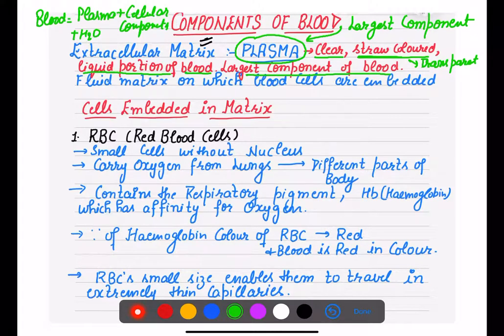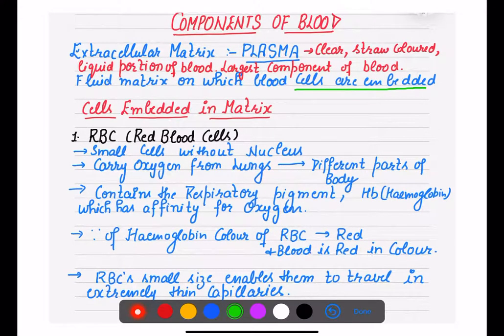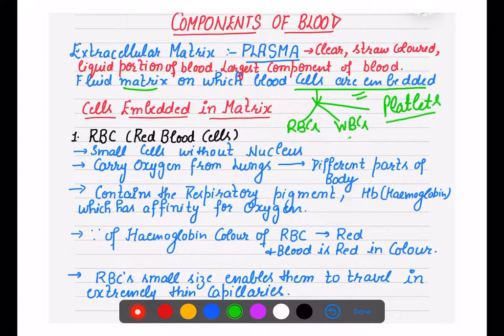So what is plasma? It is a liquid portion in which cells are present. If you have to define plasma, it is a fluid matrix in which blood cells are embedded, present, and formed. Now what are the various cells present in this fluid matrix, plasma? They are RBCs, WBCs, and platelets. They are the cellular components of blood. They are the cells which are embedded in the plasma.